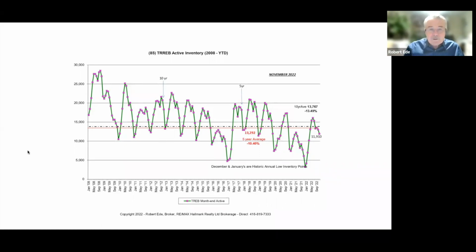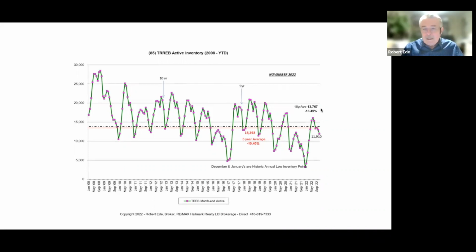And so this chart shows this going back till 2008. And then there's a dotted line on there that shows what the current month, in this case November, what's the 10-year and the 5-year average for Novembers, and where are we relative to that? So in this case, total inventory for the month of November is 13%, 10% below the average.